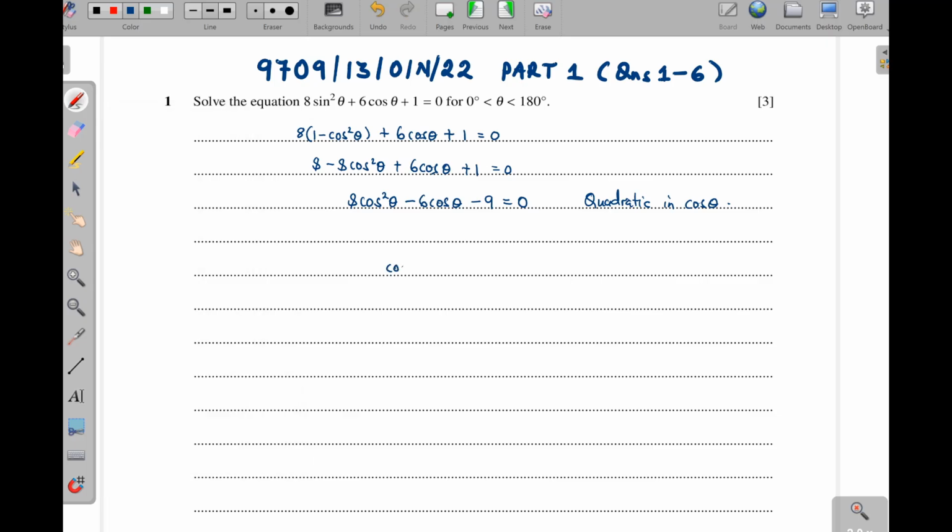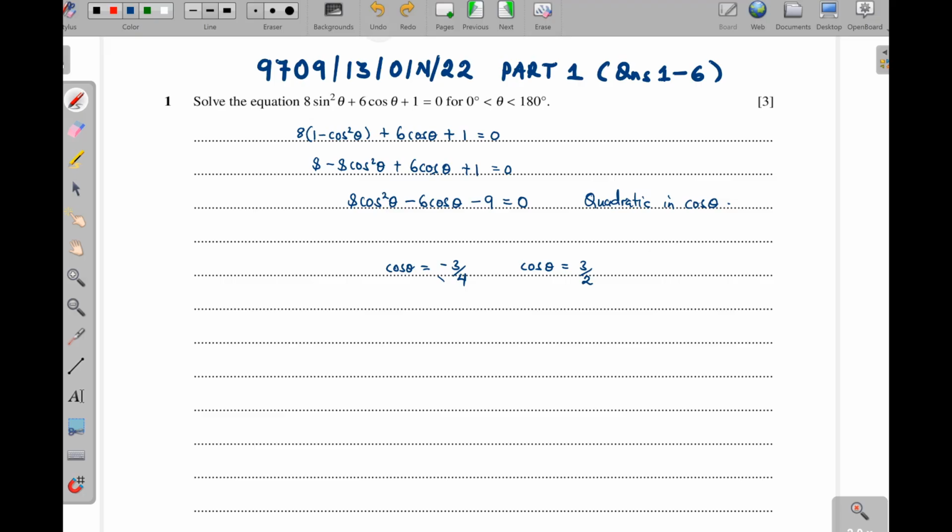So I will say cos of theta is equal to negative 3 over 4. Then also cos of theta is equal to 3 over 2. Now, I've left space here because I need to show the examiner an attempt to solve this quadratic equation. If you just write this, you're going to lose a mark. So give us the factor from which these two roots come, okay?